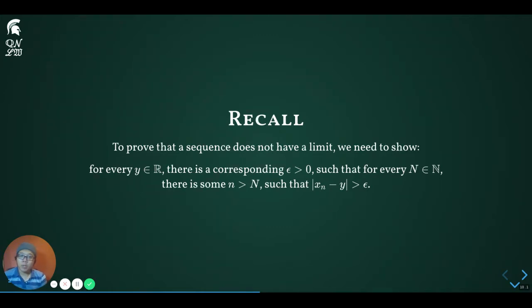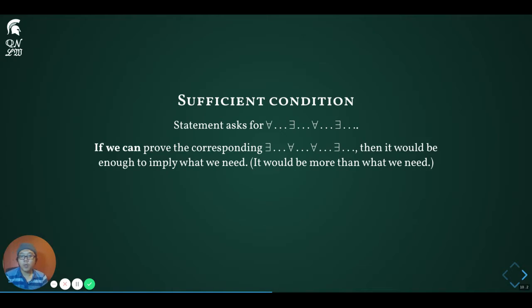Let's start by recalling what we need to do to prove that a sequence diverges. The statement is, for any potential limit point y in R, there is some threshold epsilon so that no matter how long we wait, there will be a later time such that the sequence will jump back out beyond the threshold distance. It turns out, frequently, one can get away with proving something even stronger.